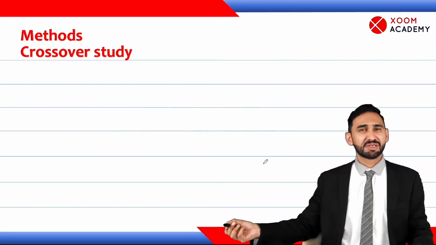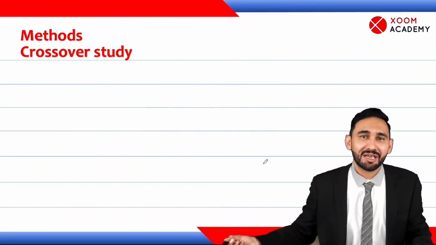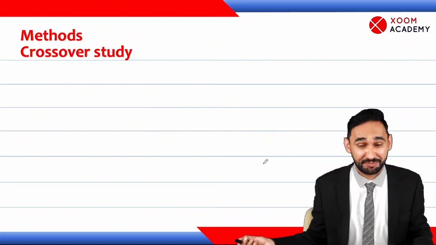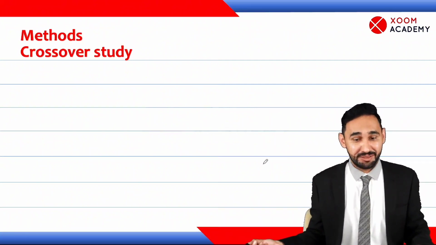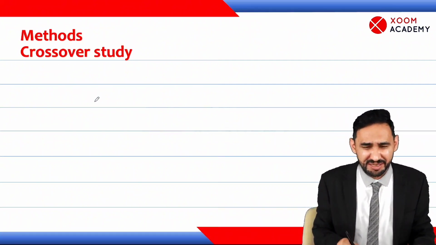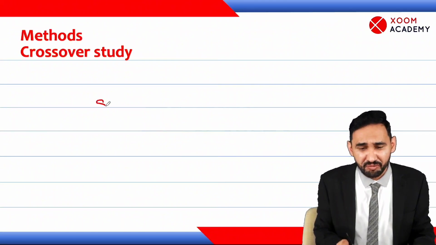There are two methods which are used to conduct a randomized controlled trial, crossover method and parallel method. What is a crossover study? A crossover study is a study in which we switch the groups.